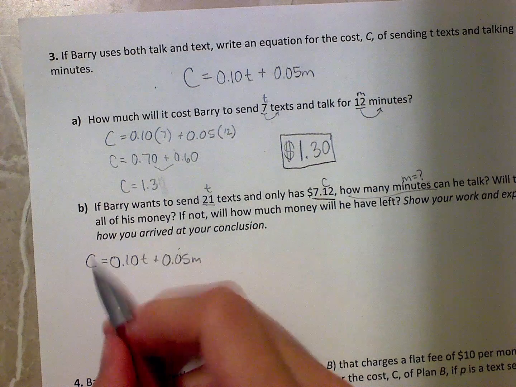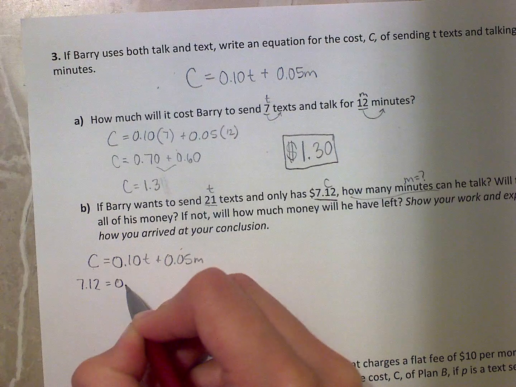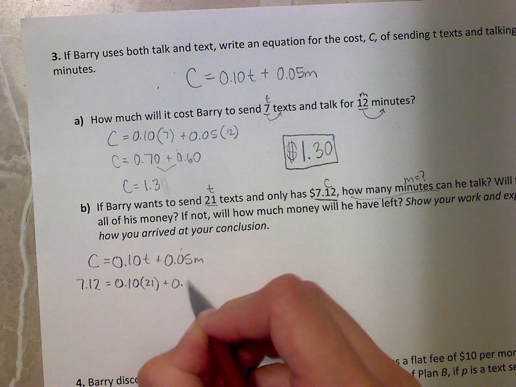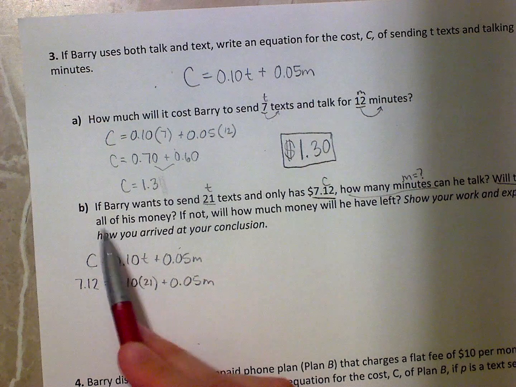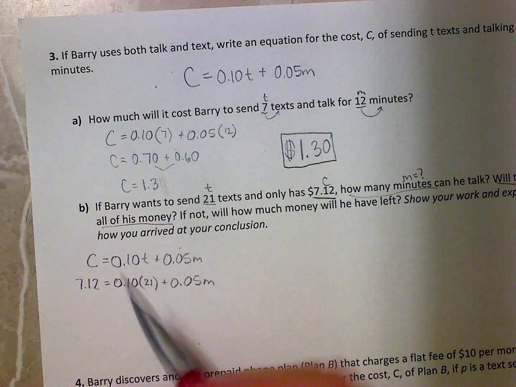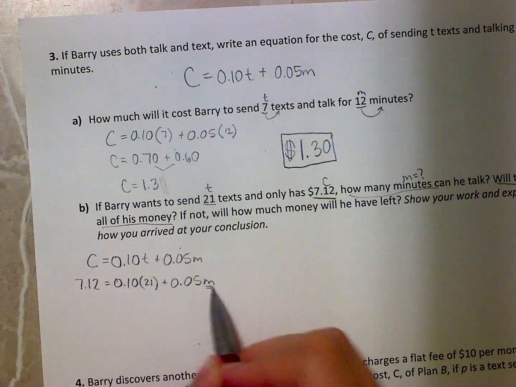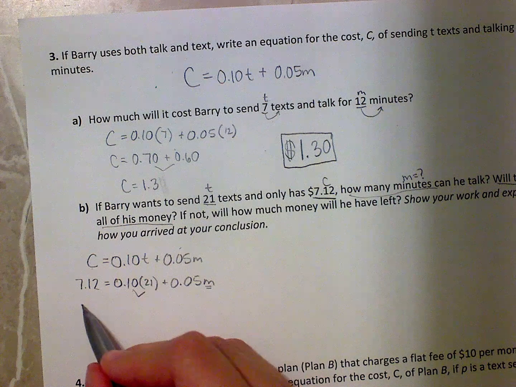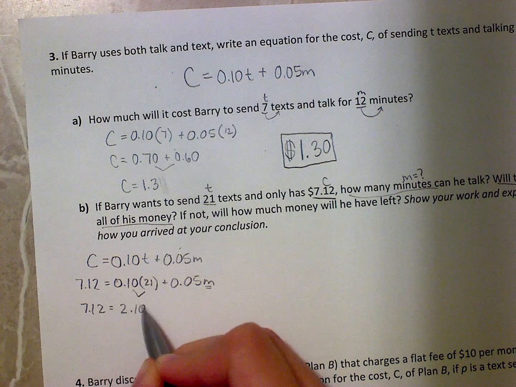Okay, so C, I'm plugging in 7.12. And T, I'm plugging in 21. And then M, I'm keeping M because that's what I'm looking for. I'm looking for how many minutes can he talk. And then we'll come back to this, will he use all his money? This is sort of a complicated question. So let's see what I can do to solve this equation. My variable's here, right? So my goal is to get my variable by itself. So let's see what I have first. I actually have some multiplication to do here first, so I'm going to just do that first. I'm going to bring everything else down. 10 cents times 21 is $2.10.